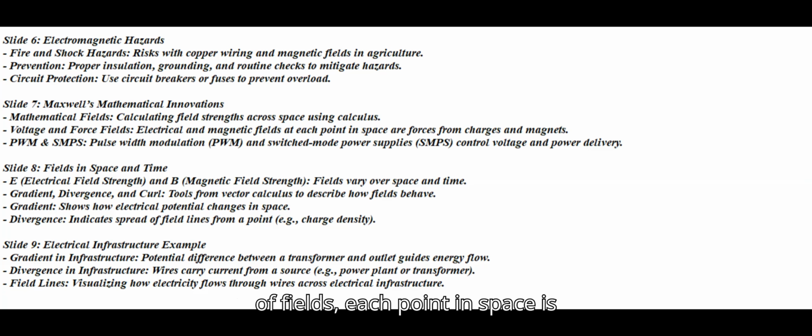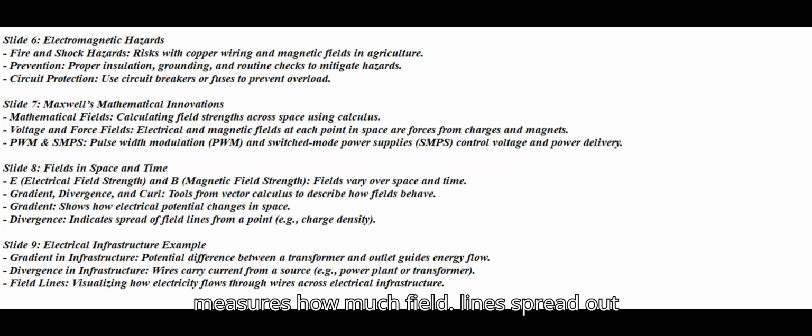In terms of fields, each point in space is described by the strength and direction of electric and magnetic fields created by charges and currents. Differential calculus is crucial for analyzing how these fields change over time. Vector calculus concepts like gradient, divergence, and curl help describe field behavior. In electrical infrastructure, for example, the gradient shows how electrical potential changes in space. The potential difference between a transformer and an outlet is an example of this. The wires carry current away from the transformer, and the gradient determines how energy is distributed throughout the system.